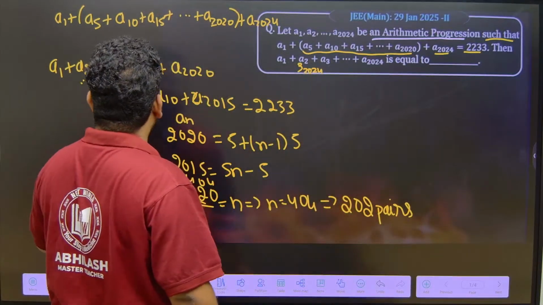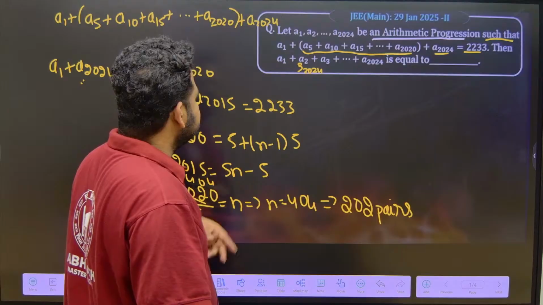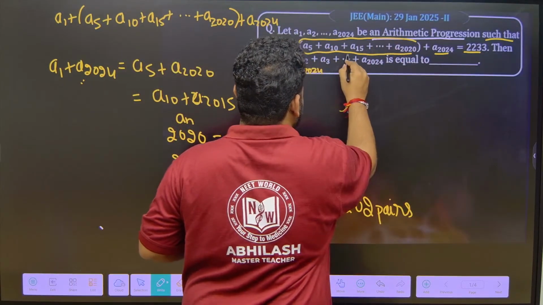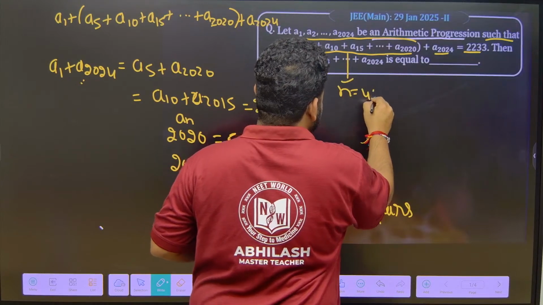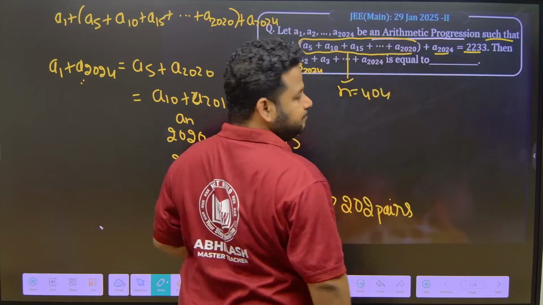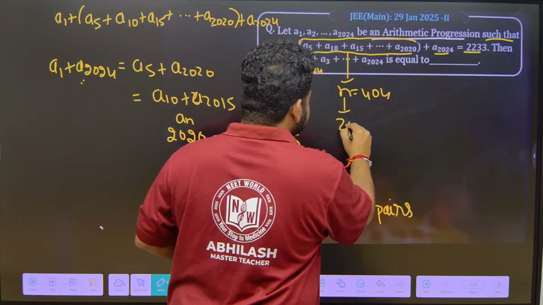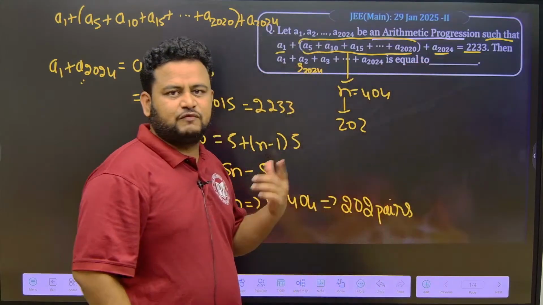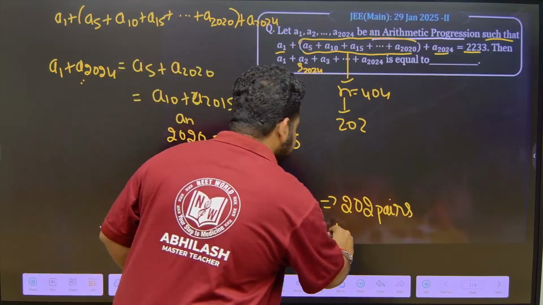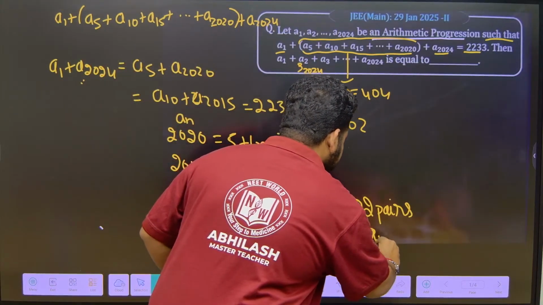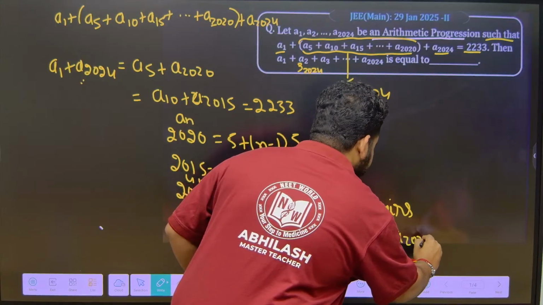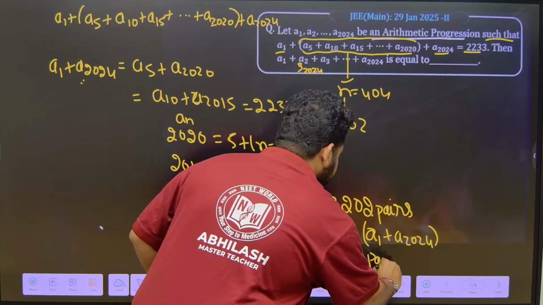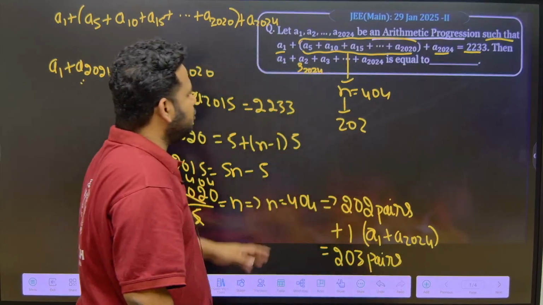But you have to understand that there is one more pair. This n of 404 is for what is within the bracket, and that gives us 202 pairs. But what about A1 plus A2024? That is also one pair. So if you add it, it becomes one more pair. This gives us 203 pairs. So this is what we got.